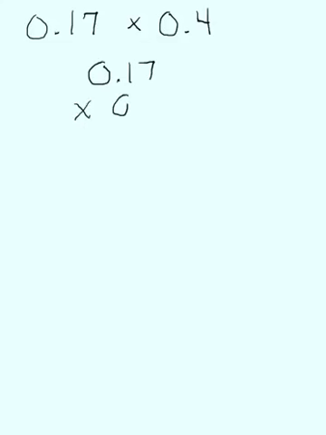Let's try this. 0.17 times 0.4. First thing, we need to line up the numbers furthest on the right. Like that. Does that make sense? So far, are we okay?